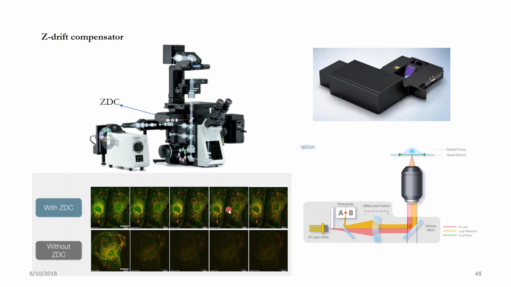How does that work? There's a laser, an infrared laser, which goes in and reflects back from the cover slip and is detected here. Whenever there is a movement of this cover slip up and down, it is detected here, and then the microscope automatically moves the objective in such a way that it is always in focus.